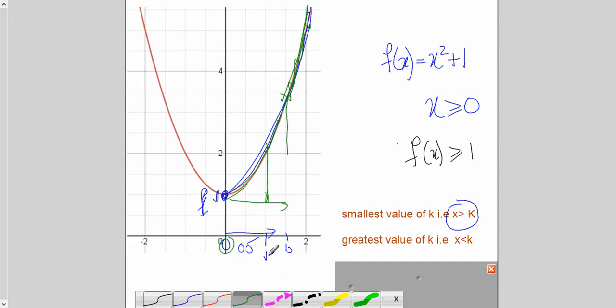The same question can be asked, what is the greatest value? So now you will talk about this part because I'm saying x less than k. It means this is the greatest value of x with respect to the values of x which are here. So this part of the graph is also 1-to-1, and the greatest value of x is 0. So the same question can be asked in two ways.